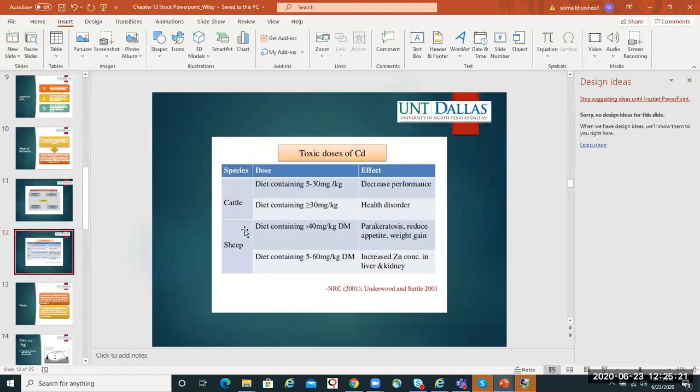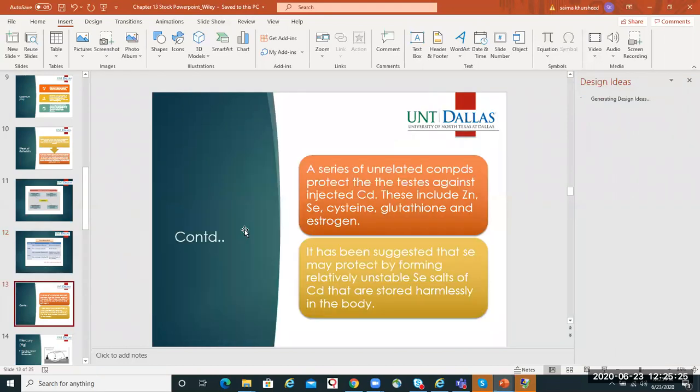So these are the different toxic doses of cadmium in cattle and sheep. A series of unrelated compounds protect the testes against injury. These include zinc, selenium, cysteine, glutathione, and estrogen. It has been suggested that selenium may protect by forming relatively unstable selenium salts of cadmium that are stored harmlessly in the body. A lot of research has been done or is being carried out, and one suggestion is that selenium may protect against this cadmium toxicity by forming unstable selenium salts of cadmium that are stored harmlessly, so they don't present any harm to the body.